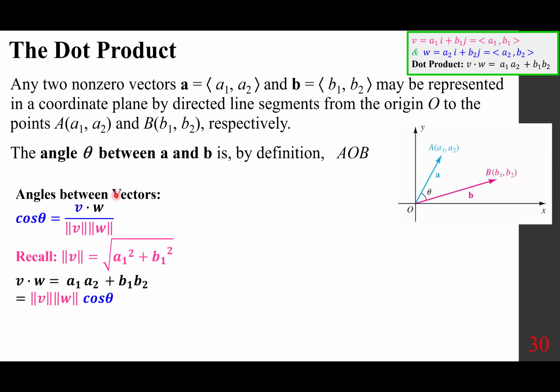And the cosine of the angle between two vectors can be found, as was mentioned on the previous page, in this format: V dot W divided by the magnitude of V times the magnitude of W, where the magnitude of V is the square root of A1 squared plus B1 squared. And V dot W, we said, is A1 A2 plus B1 B2, or the magnitude of V times the magnitude of W cosine theta.